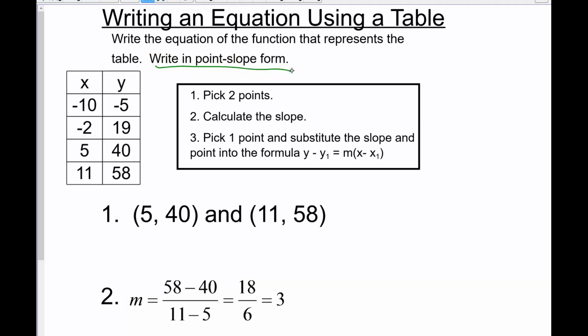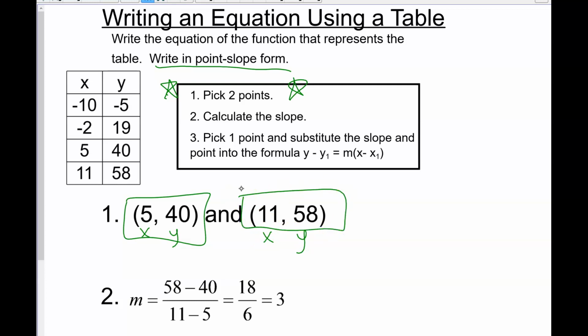That's the idea here. So there's 3 steps to do this. We pick 2 points, okay? In this case, it looks like they pick your positive values, which makes sense. When your x is 5, your y is 40, and then when your x is 11, your y is 58. So they pick the 2 positive values, which is probably a good idea.